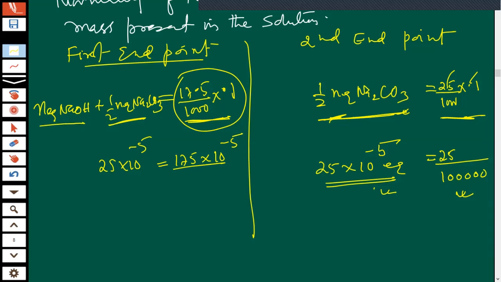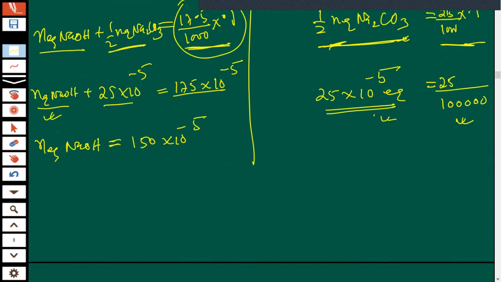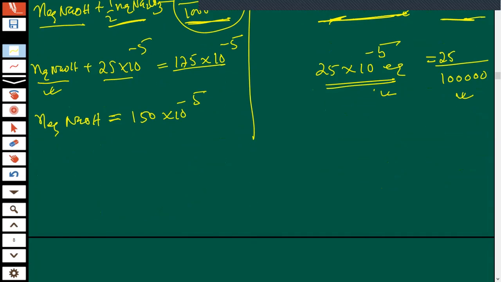Now we don't know the number of equivalent of NaOH, but we know one, two and three, so we can calculate easily. Tell me the number of equivalent of NaOH. 150 into 10 to the power minus 5 is the number of equivalent of NaOH. So we can calculate the normality also.